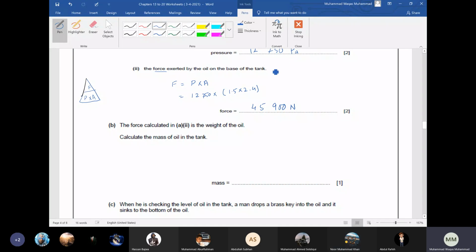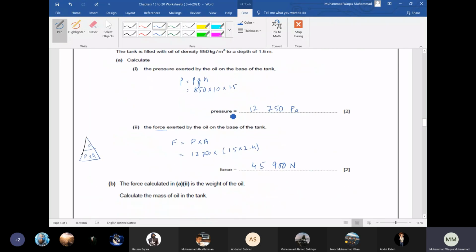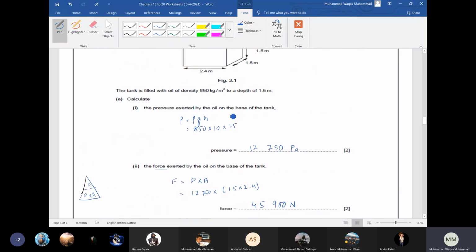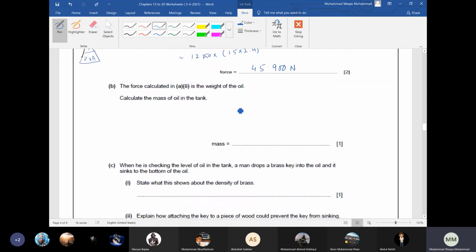We use the value of the pressure we calculated and an area; we were given the dimensions of the base of the oil tank. So beta, its base is rectangular, so area for a rectangle is length times width, so we just multiplied length and width and we got the area, and that's how we found the force, which was 45,900 newtons. Done beta.